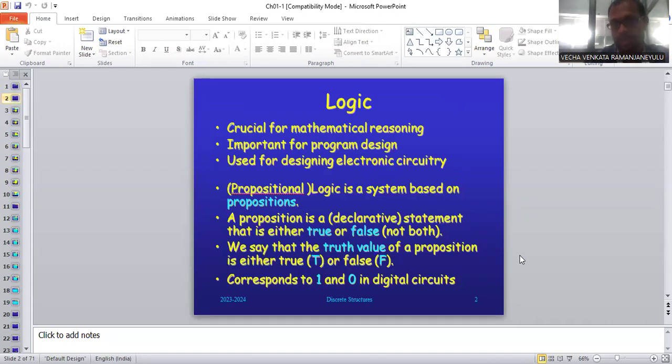Here, a proposition is a declarative statement that is either true or false, but not both. We say that the truth value of a proposition is either true or false, corresponding to 1 and 0 also in digital circuits. Otherwise, 1 and 0 are also used in the proposition concept.